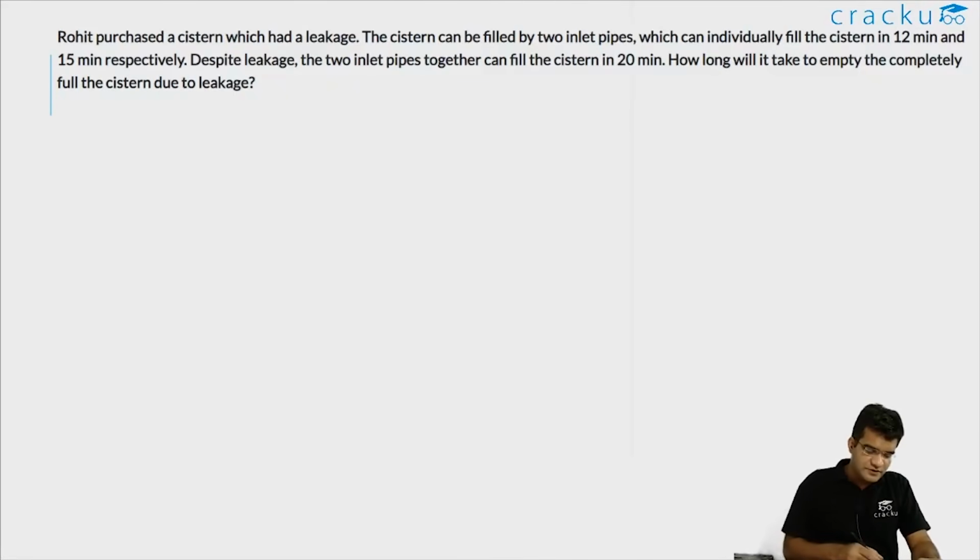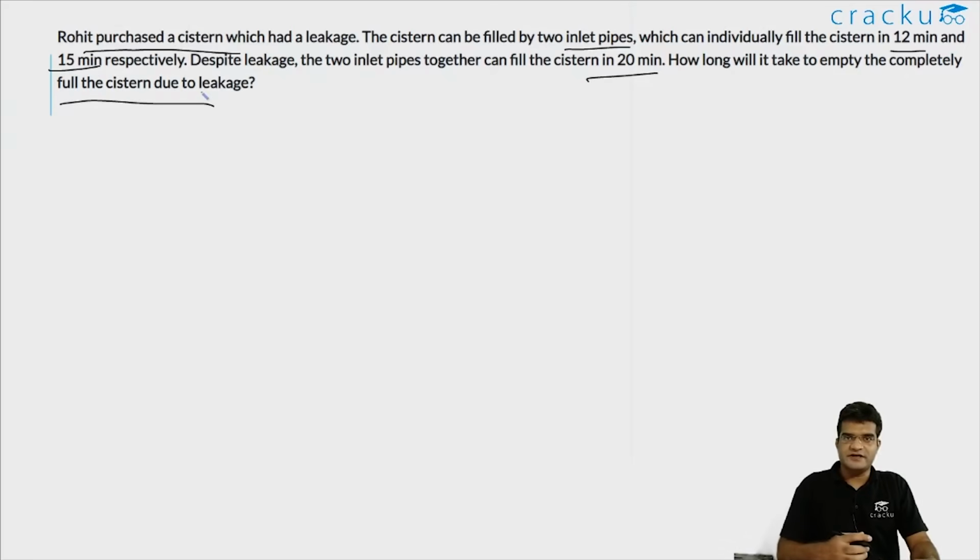In this question, we are told that there is a tank which Rohit has purchased. It has a leakage. Now it can be filled using two inlet pipes. Both the inlet pipes individually can fill it in 12 minutes and 15 minutes. This is without the leakage. Now after having the leakage, and if you are opening both of them, then the tank will be filled in 20 minutes. We are required to find out how much time will it take for the leakage to empty the tank if it is initially completely full.